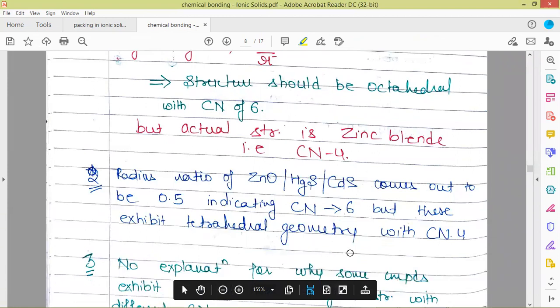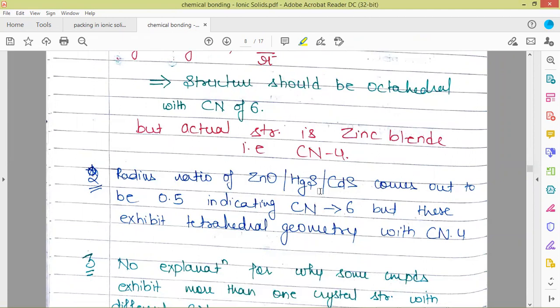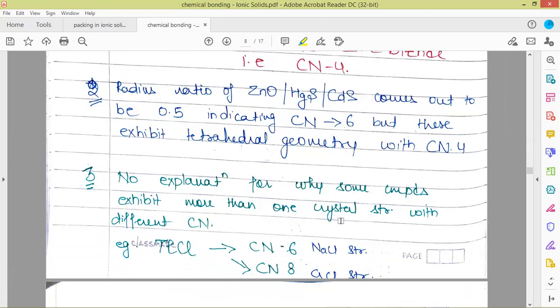The second limitation is the radius ratio of these compounds, that is zinc oxide, mercuric sulfide, and cadmium sulfide. It comes out to be 0.5, which indicates that the coordination number is going to be 6, but these exhibit tetrahedral geometry with coordination number of 4 again. So these limitations were not explained by the radius ratio rule.